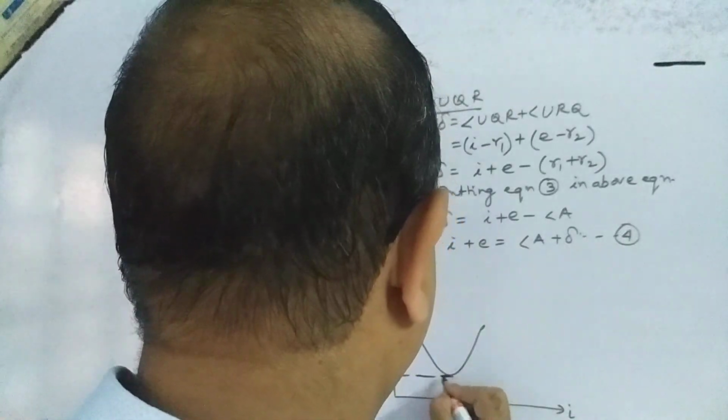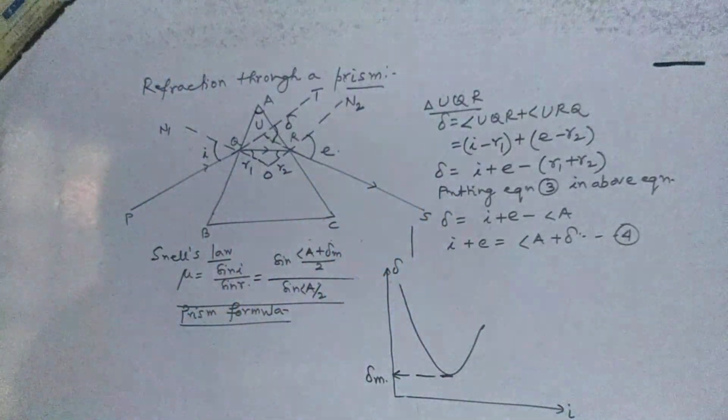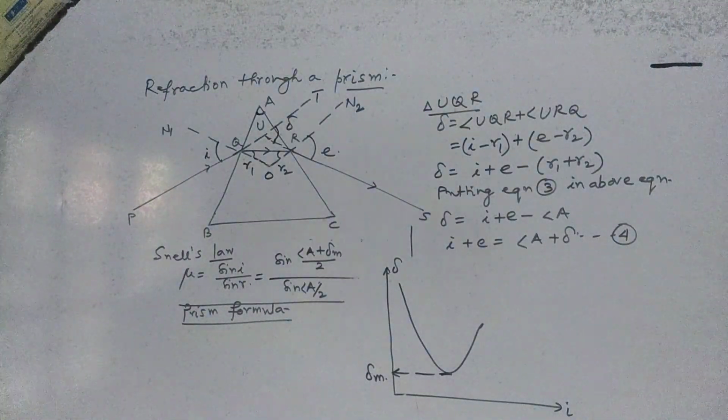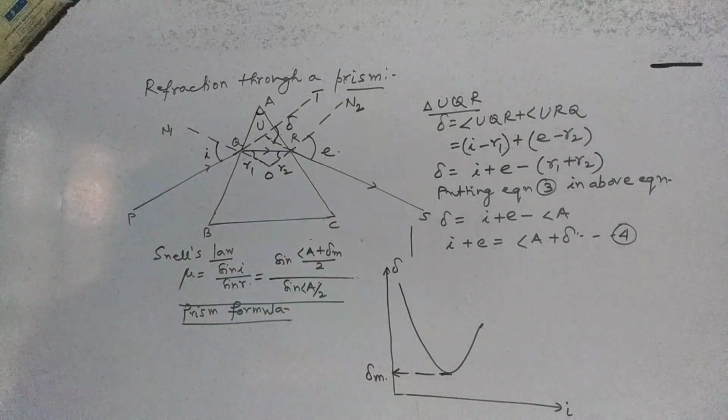And this is a very important graph. This is giving us the value of delta m. Okay, this is the value of delta m. In this way the graph can be plotted. So the graph of delta versus I in a prism. So this is all about the prism formula. Understood?